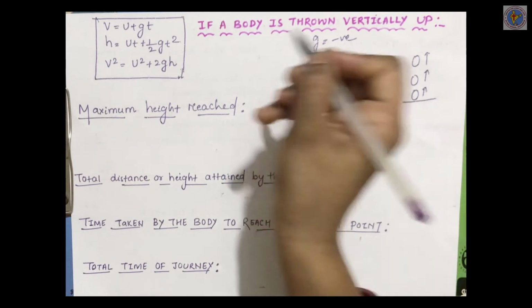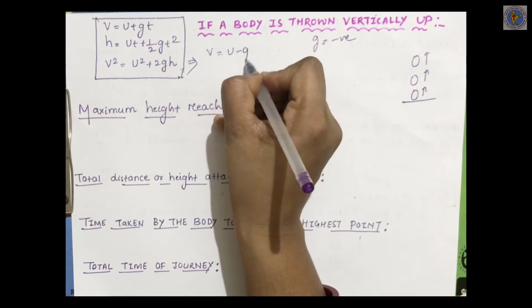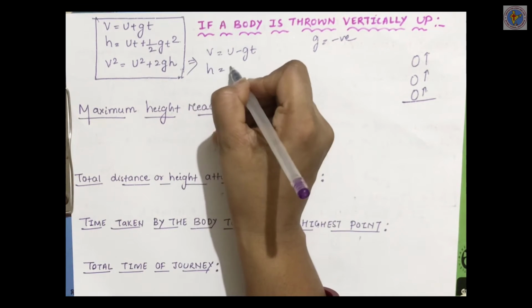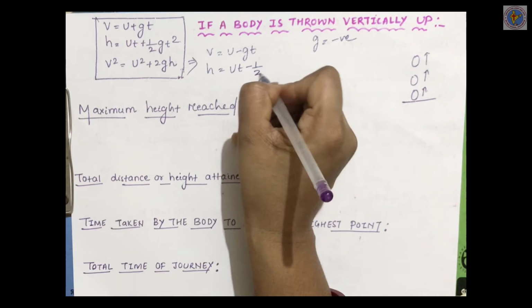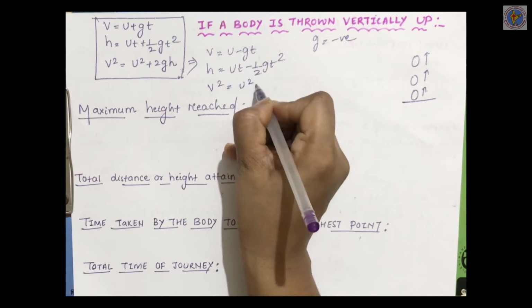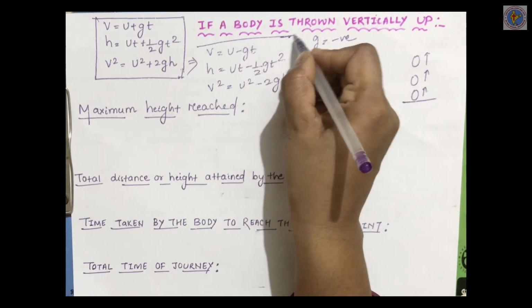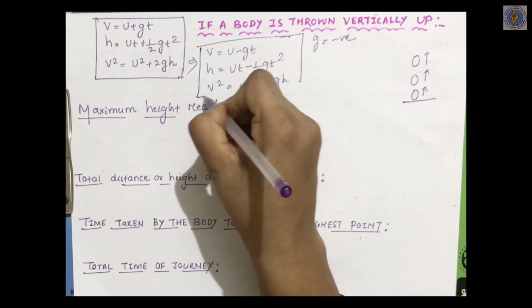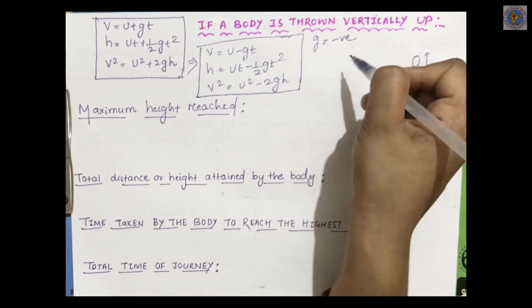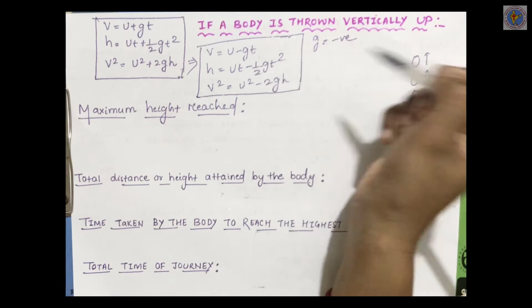So how can we write the equations of motion here? Here v = u minus gt, h = ut minus half gt square, and v square = u square minus 2gh. When a body is thrown vertically upward, g is taken as negative and the equations of motion can be written like this.